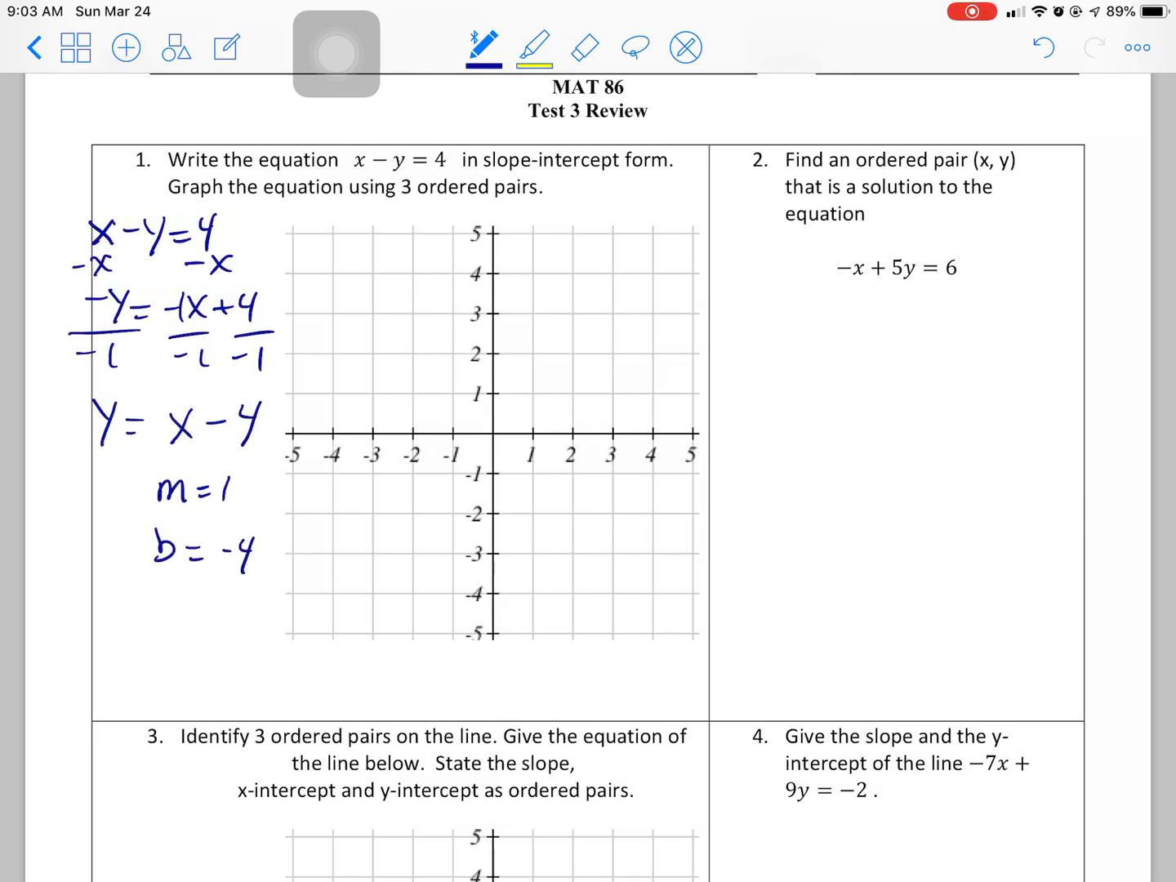So I always start with b when I'm graphing. I go find -4. This is the same as (0, -4). Okay, and then I want to use the slope, which is up 1 over 1, to get to another point. You can do it a couple times if you want. That gets me a line straight through that way. Okay, and it says graph using 3 ordered pairs. So what's this one? This is (2, -2). This one is (4, 0).